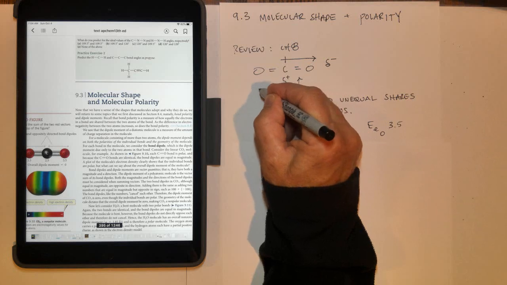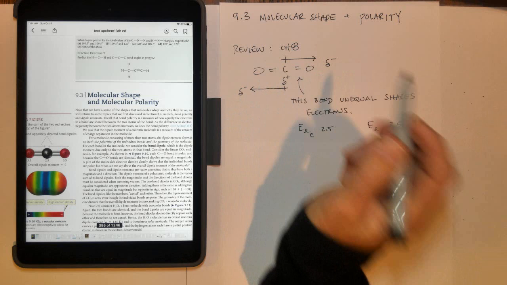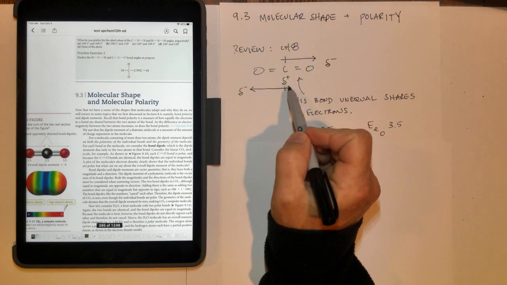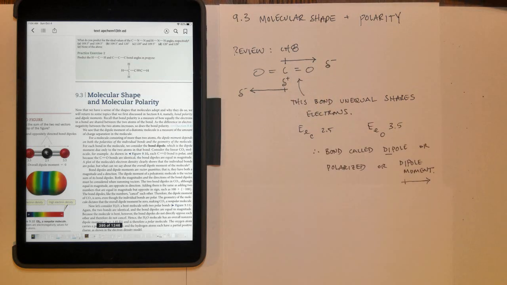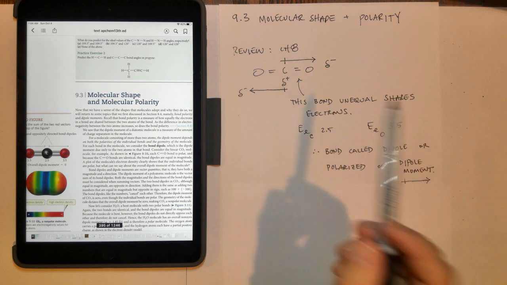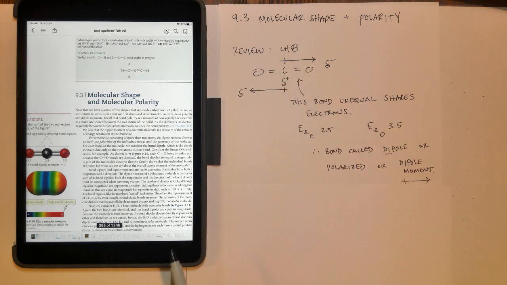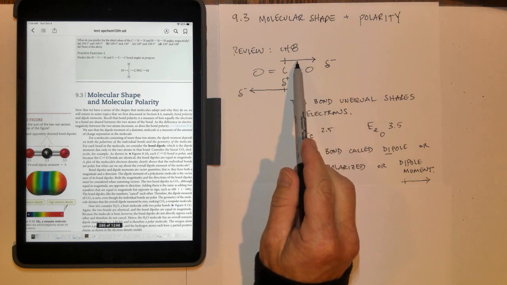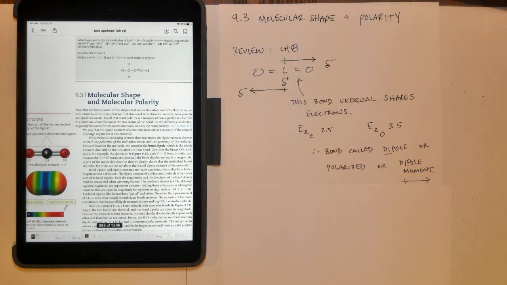And so this direction right here would make it partially negative over here and partially positive right here. These are called a dipole, meaning that there's two poles, a positive pole and a negative pole. This is also called a polarized bond or a polar bond, and the fancy name for this arrow is called a dipole moment because it has a charge in a given direction. In physics, you'll know that that's called a vector quantity.